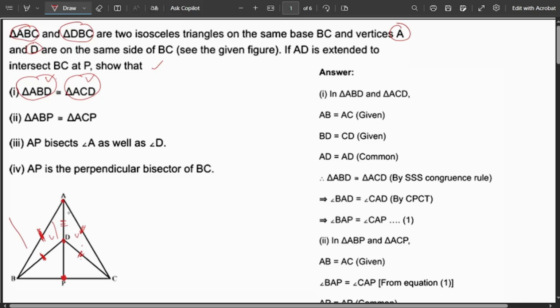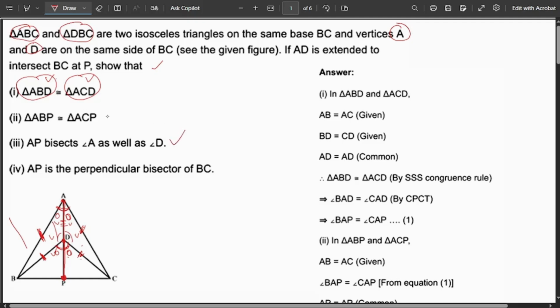Since these two triangles are congruent, you can see that these two are interior angles and these two are exterior angles of this angle. So by CPCT, these two pairs of angles are the same. Hence the extended AD, AP, bisects angle A as well as angle D. So this proves the third one.